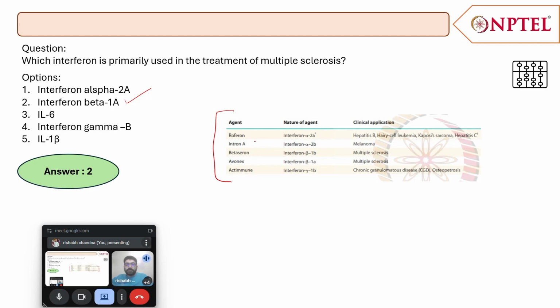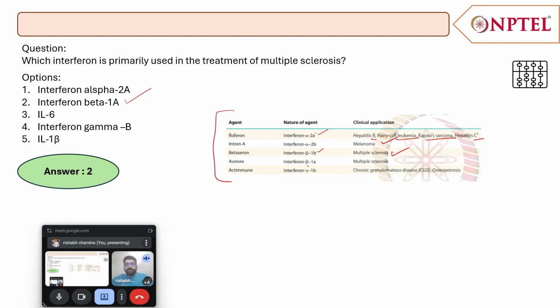So we have Roferon, that is interferon alpha 2A, that is involved in hepatitis B, hairy cell leukemia, Kaposi sarcoma, and hepatitis C. Intron A, that is interferon alpha 2B, so it is involved in melanoma. Then we have Betaseron, that is interferon beta 1B, involved in multiple sclerosis.